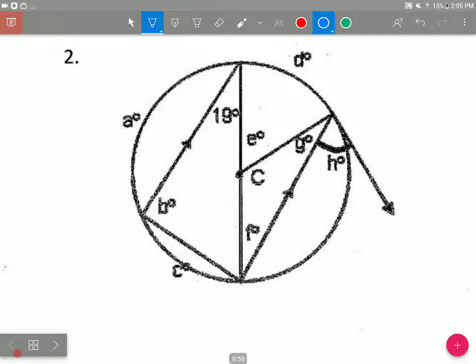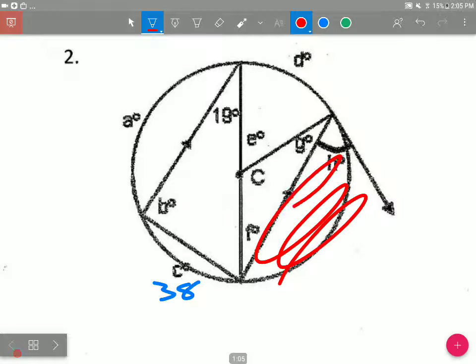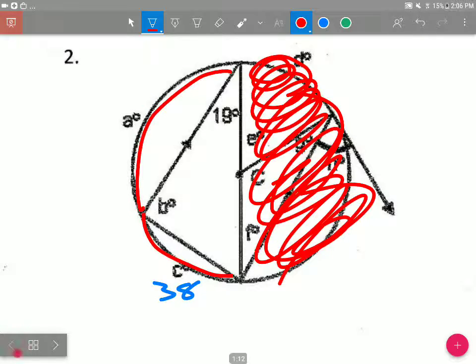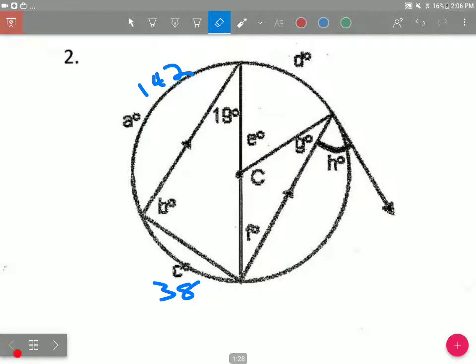So if this is 19, then this right here is double that, so that's 38. This is half the circle right here, so don't scratch that out. So if this is 38, that's got to be the rest of the 180 because it's 180 around the circle. So 180 minus 38 is 142. So this is 142.